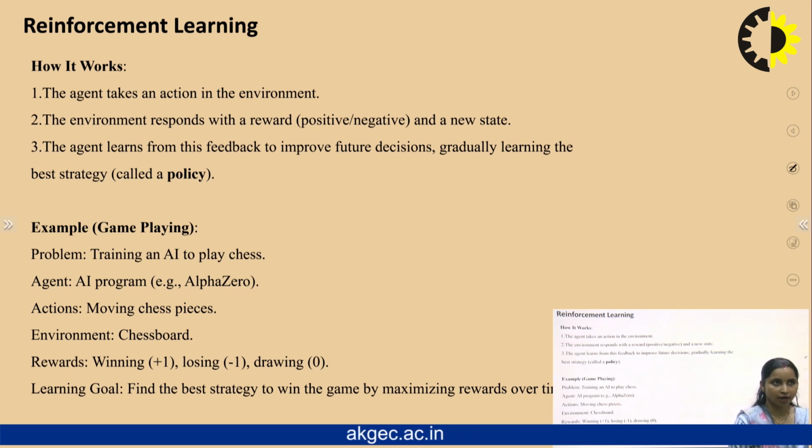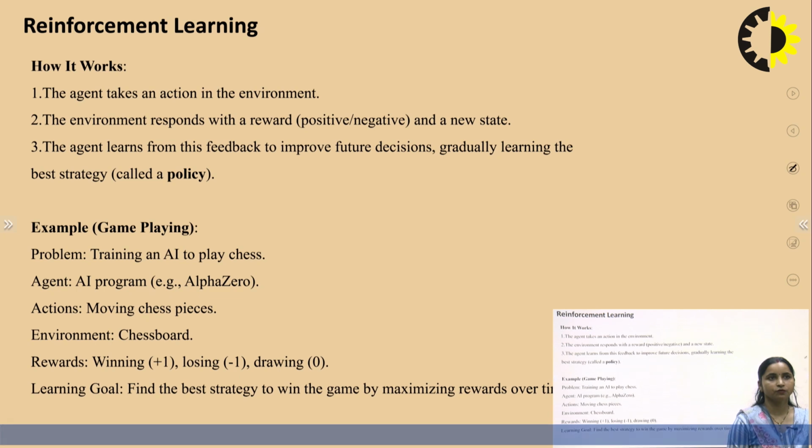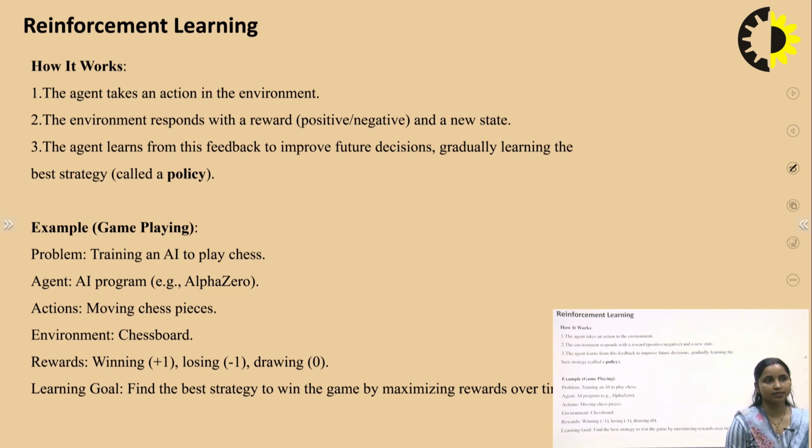So here what is happening in reinforcement learning: the agent is interacting with the environment, and whatever actions it performs, it gets feedback or rewards. In terms of rewards, it improves its future decisions, and gradually its performance gets better, the accuracy increases, and the robot or the AI game which we are talking about becomes an enhanced version of itself.